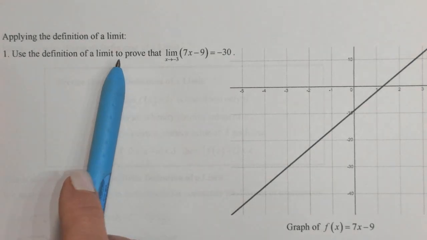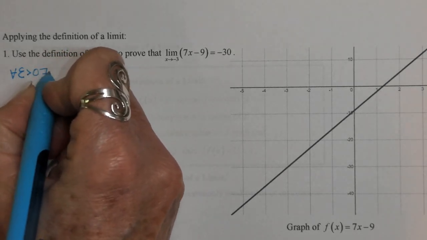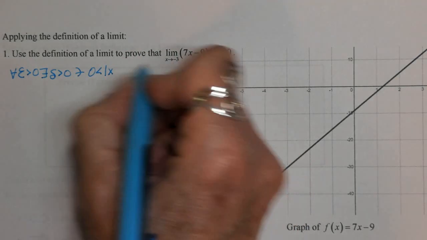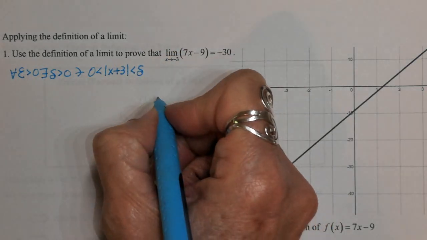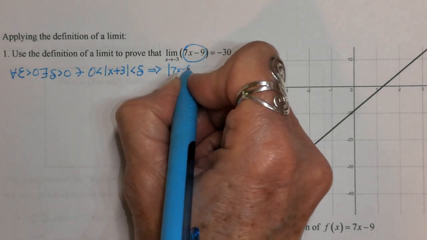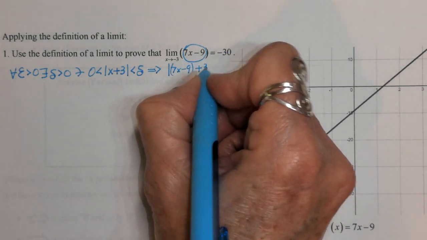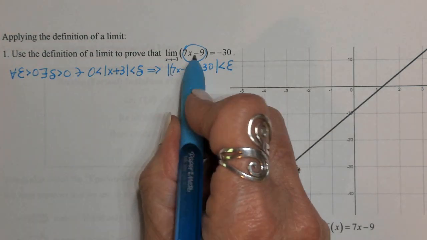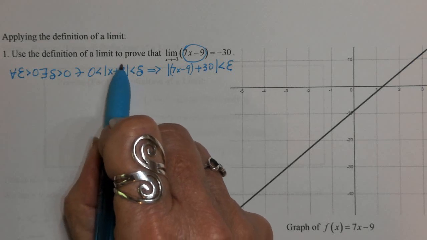So let's think of the definition. The definition says that for every epsilon greater than 0, there exists a delta greater than 0, such that if the absolute value of x minus -3 is less than delta, then the absolute value of f of x, which is 7x minus 9, minus L, which is -30, is less than epsilon. Okay, so I replaced f of x with what f of x is, L with what L is. I didn't replace x, x stays x, but I replaced a with -3.